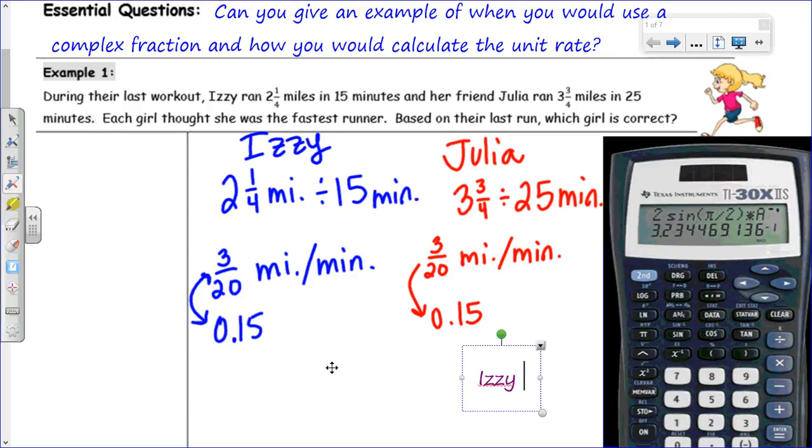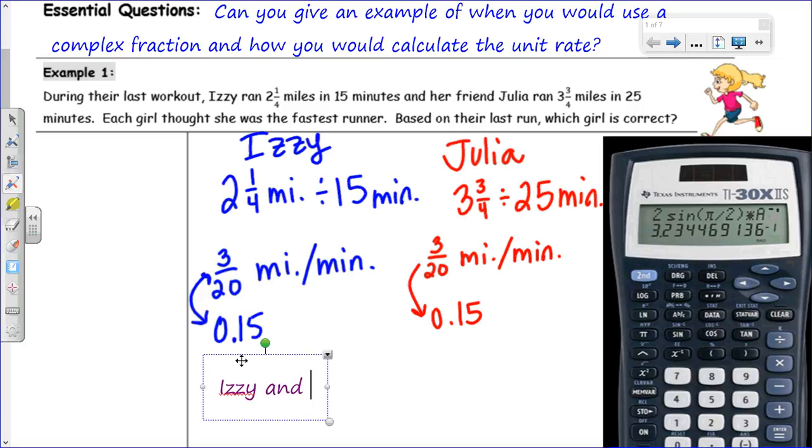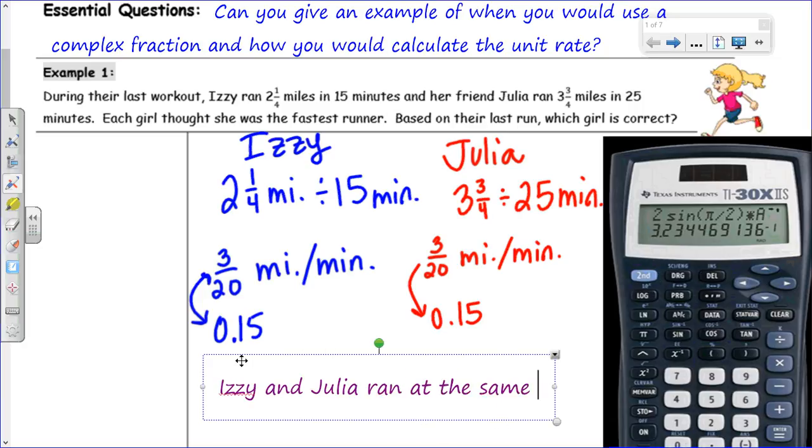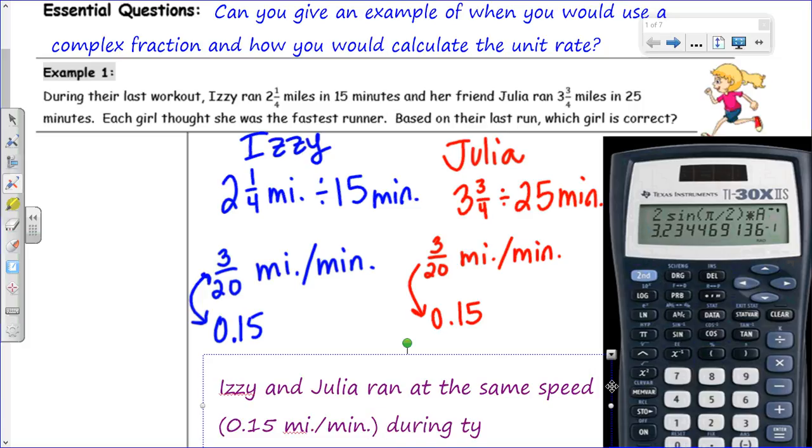Izzy and Julia ran at the same speed. And let's put in parentheses 0.15 miles per minute during their last workout.